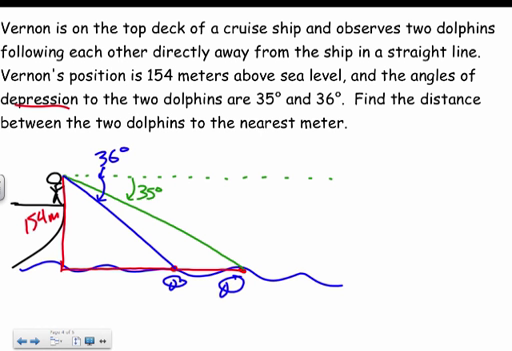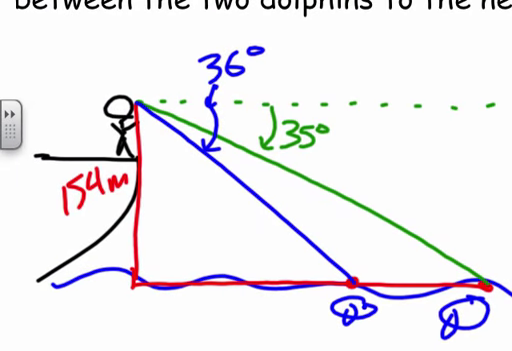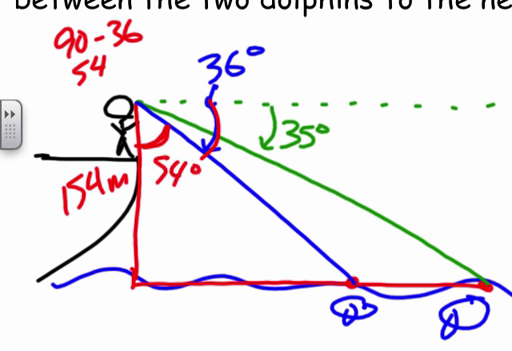Well, let's take a look at the two triangles that we got now. Yeah, this drawing's gonna get a little tougher. So I got my little angle right here for this triangle. And that's what? 90 minus 36, because I'm looking at this whole thing right here. So 90 minus 36 gives me 54. So this is 54 degrees.